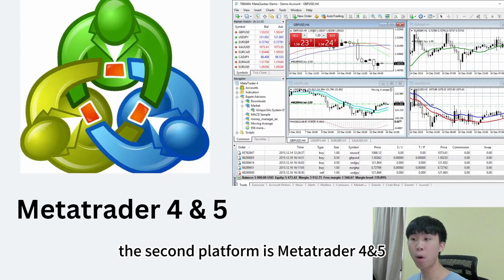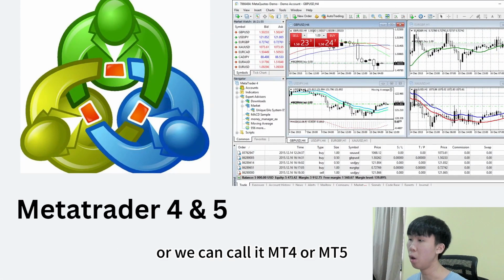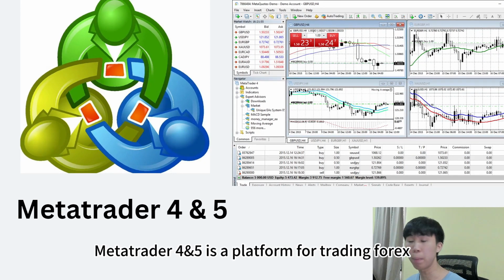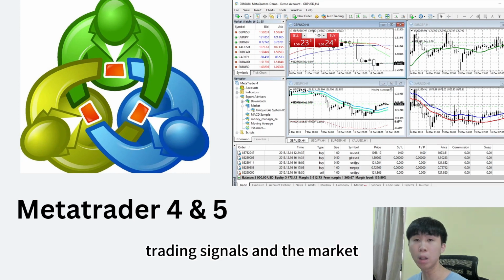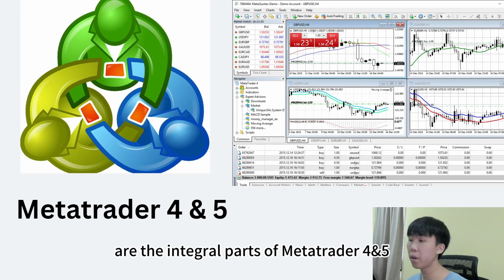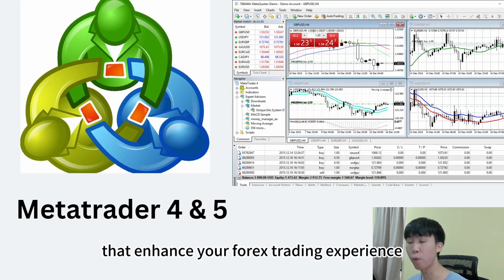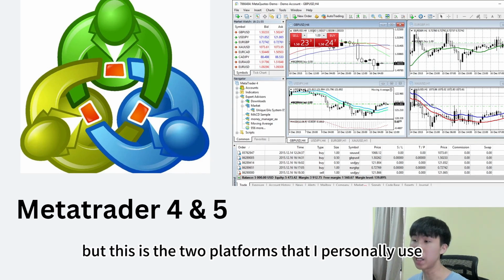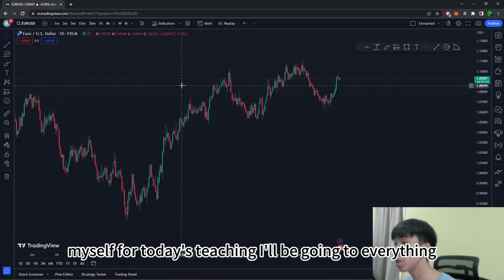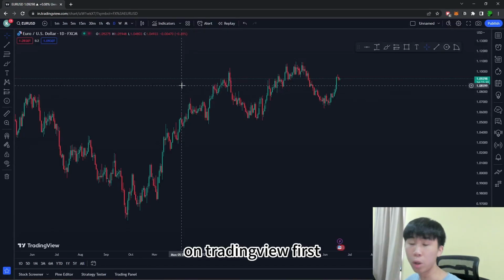The second platform is Metatrader 4 and 5, or we can call it MT4 or MT5. Metatrader 4 and 5 is a platform for trading Forex, analyzing financial markets, and using expert advisors. Mobile trading, trading signals, and the market are the integral parts of Metatrader 4 and 5 that enhance your Forex trading experience. Of course, there are also many other platforms, but these are the two platforms that I personally use myself. For today's teaching, I'll be going through everything on Tradingview first.